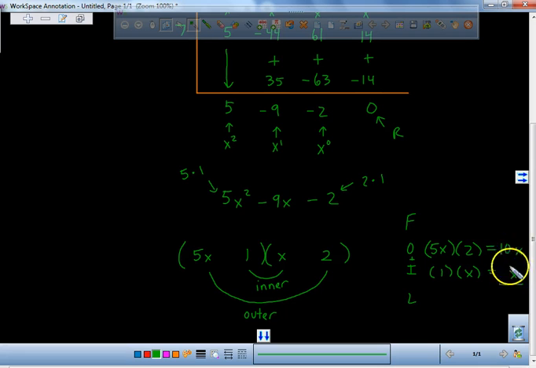Can I somehow get a 10x and an x to equal a negative 9x? I can if I use negative 2, right? Because now if I do 5x times negative 2, what does that give me? That gives me negative 10x. And now when you add these together, you get negative 9x. And so the 1 has to be positive.